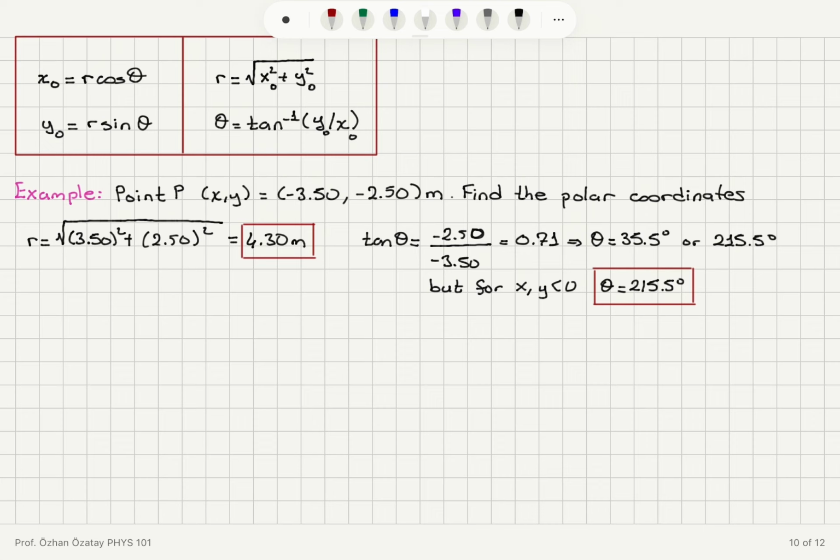So let's take an example. Let's say that point P is located at minus 3.50, minus 2.50 meters. Let's find the polar coordinates. The coordinates are given in the Cartesian system, so we have to use this set of equations. From the Pythagorean theorem, r is the square root of 3.5 squared plus 2.5 squared, which is 4.3 meters.